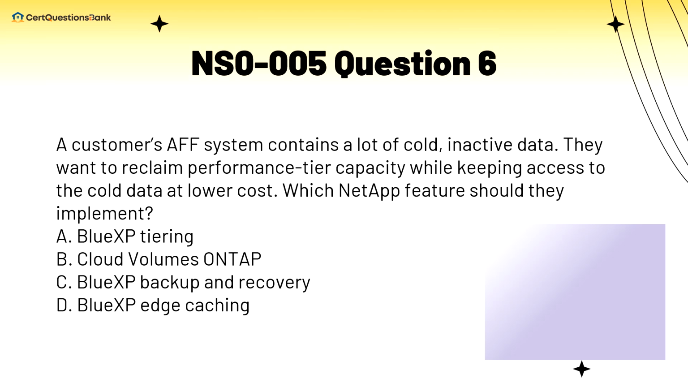A customer's AFF system contains a lot of cold, inactive data. They want to reclaim performance tier capacity while keeping access to the cold data at lower cost. Which NetApp feature should they implement? A. BlueXP tiering. B. Cloud Volumes ONTAP. C. BlueXP Backup and Recovery. D. BlueXP Edge Caching. The answer is A.